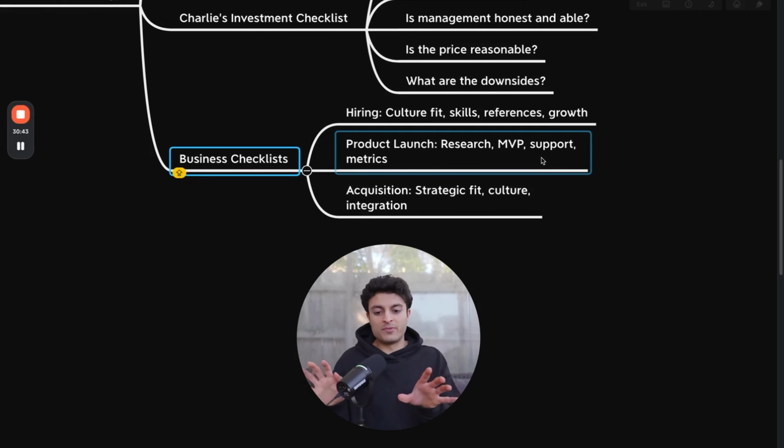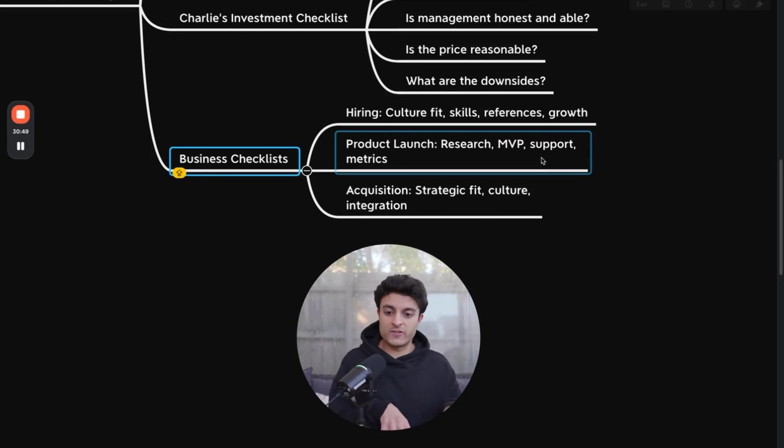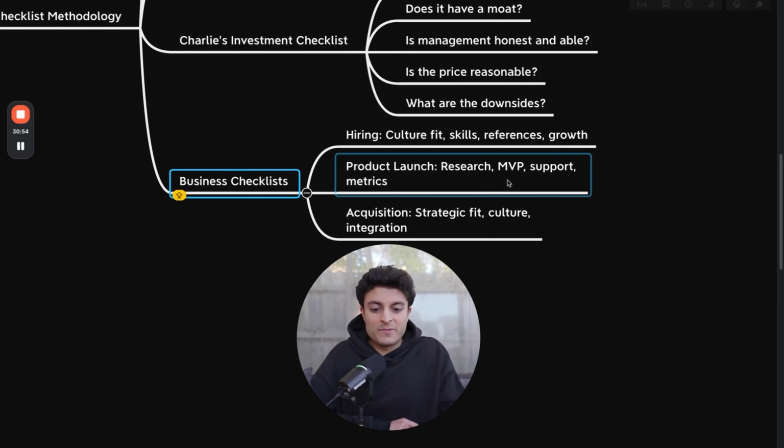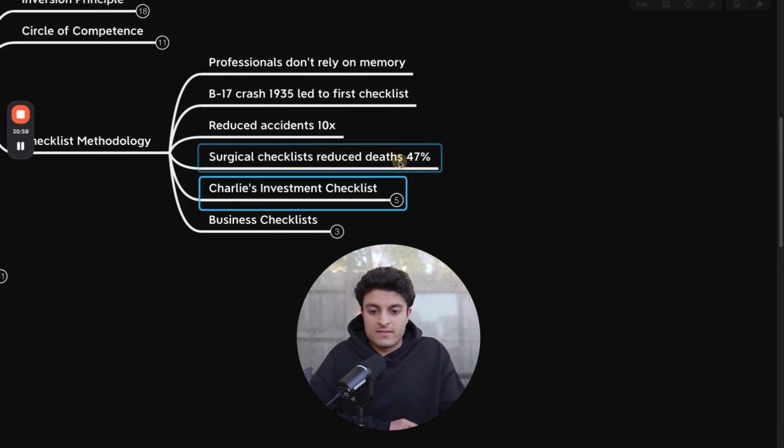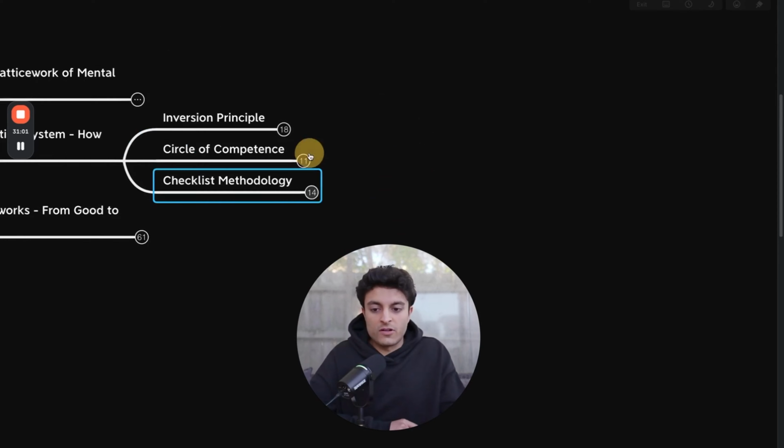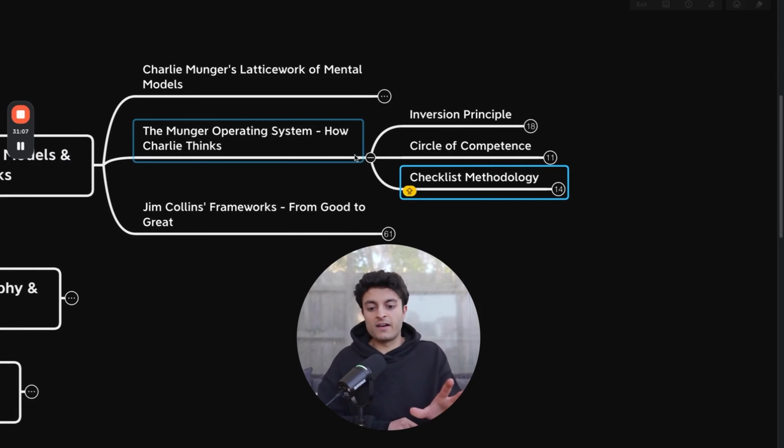These are just simple metrics through which you can have a checklist for each category of your business. MVP, if you don't know, is minimum viable product. So yeah, that is checklist methodology. Again, this is the entire and final part of how Charlie Munger thinks and his mental models framework.